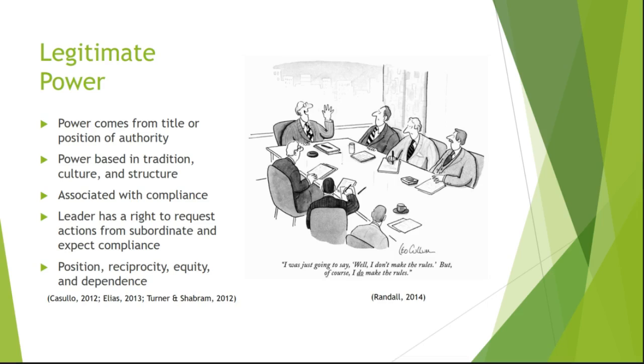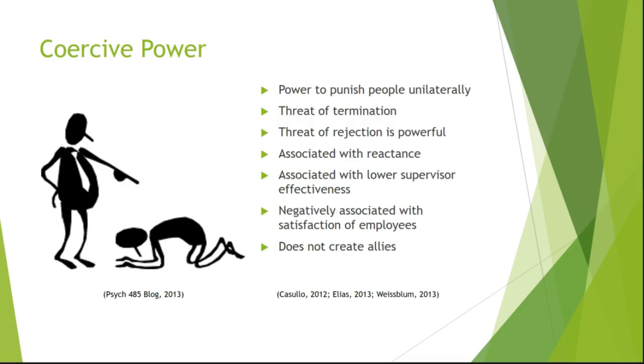Finally, legitimate dependence power is based upon the power holder making it known to the subordinate that their assistance is critical if a particular target or goal is to be met. The leader might say, "I can't do this without you." The next form of social power is coercive power.